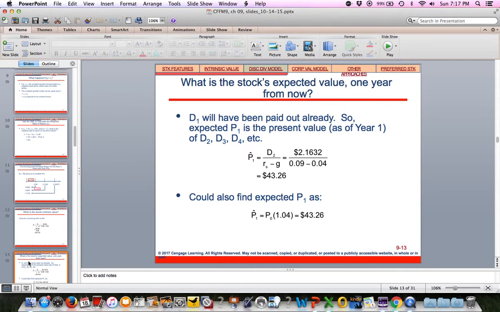What's the expected value 1 year from now of this stock? So what we can do then is just do D sub 2, which is 2.16. So D1 will have been paid out, so then another year goes by. So 2.08 times the 1.04 we get 2.1632 divided by the 0.09 minus the 0.04, and the stock price goes up just a little bit because we've got one more dividend stream coming back to a present value. So now it becomes 43.26.